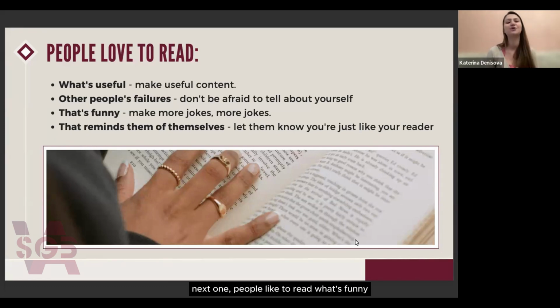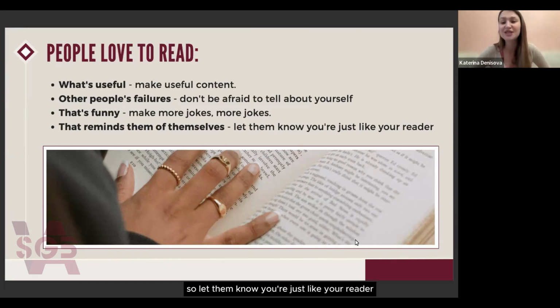Next one, people like to read what's funny. It's not a secret that Instagram is made to entertain, not to educate, to be honest. We want to spend time on Instagram just to have a little bit of fun. That's why we can make more and more jokes, because it also makes a connection with the audience. And the last one, but not least, people like to read about something that reminds them of themselves.